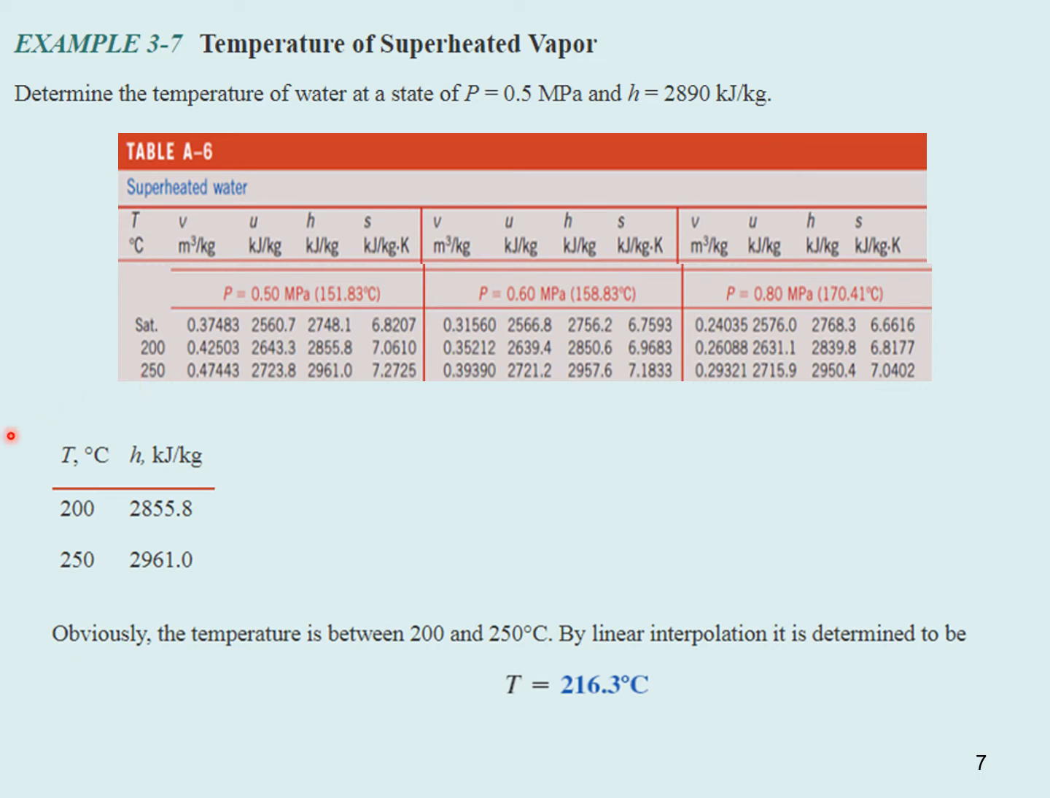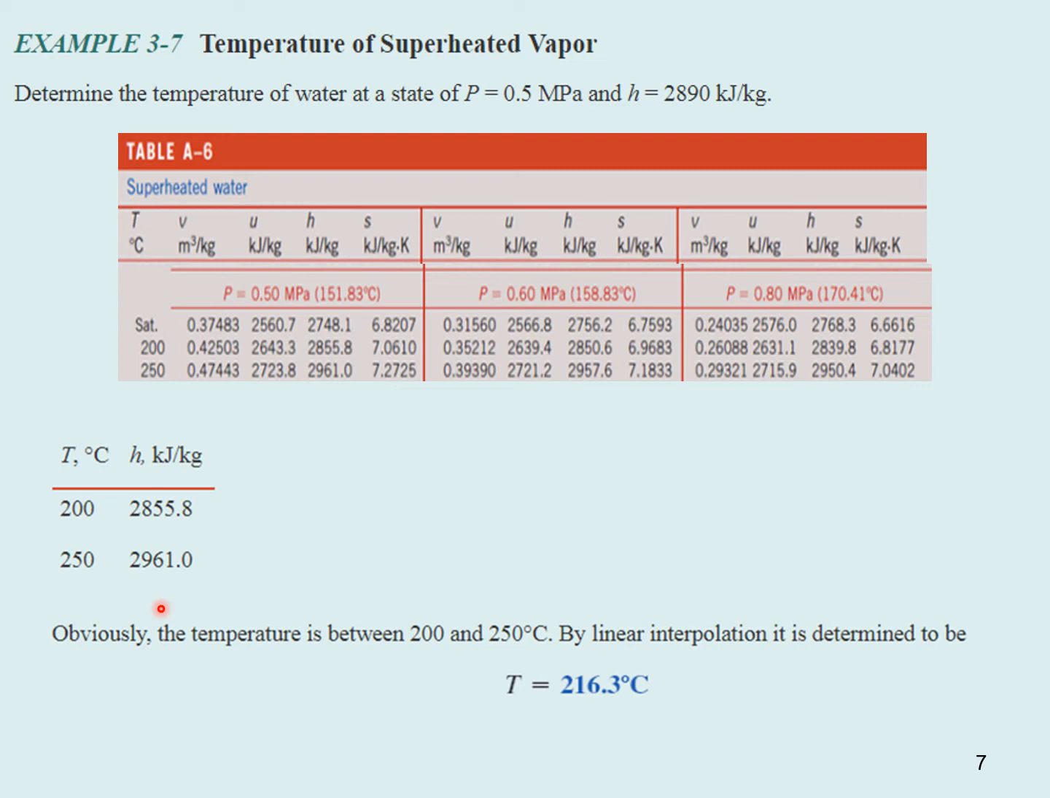So here's our information. At 200 degrees C, it's 2,855.8. At 250 degrees C, it's 2,961. So this is where you're going to have to pull out your calculators. You're going to look up your manual, and you're going to have to figure out exactly how to do this interpolation unless you want to do it by hand.